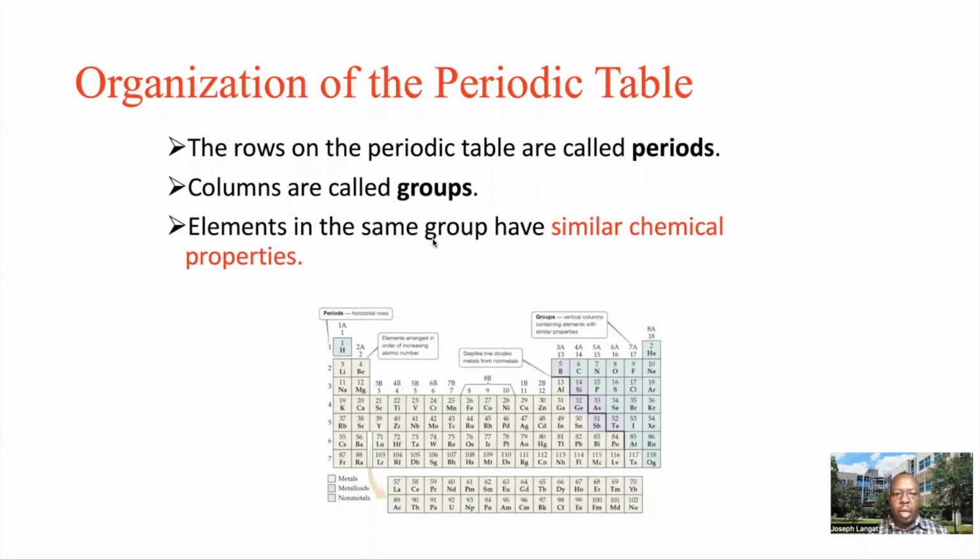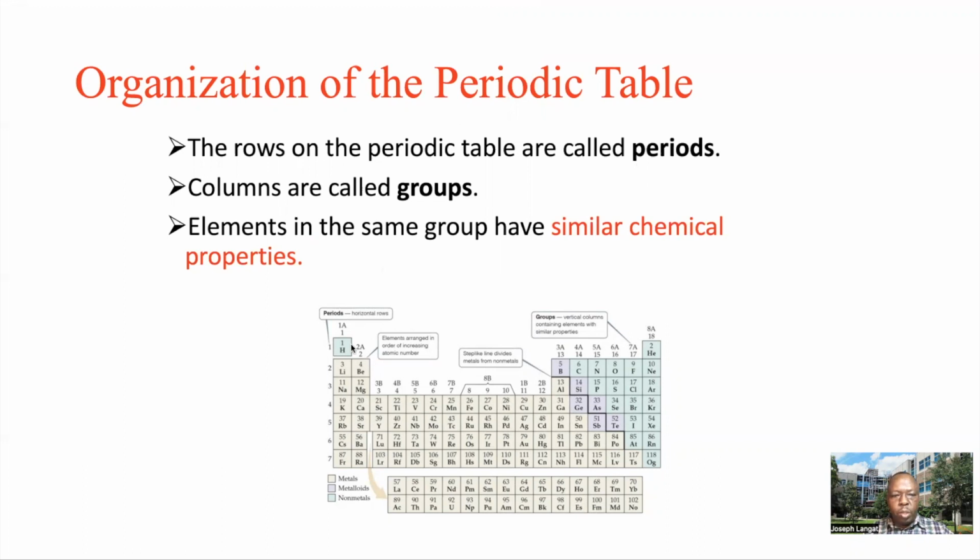Elements in the same group have similar chemical properties. That means they react the same way. Because they share similar chemical properties, we say they belong to the same family.